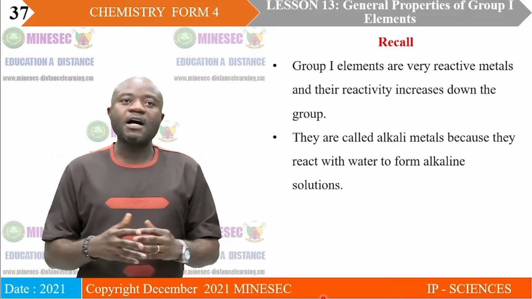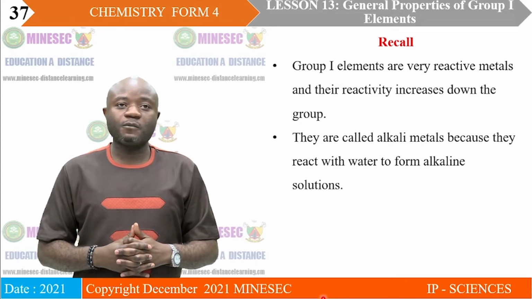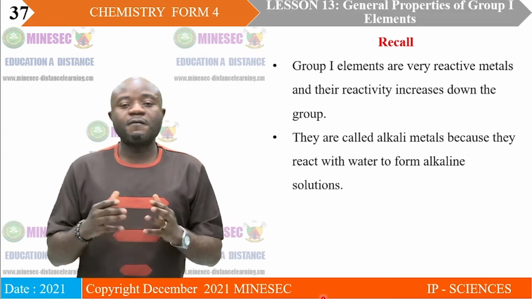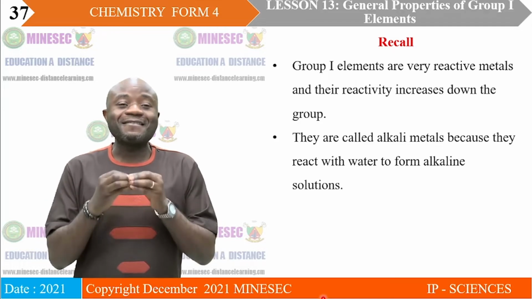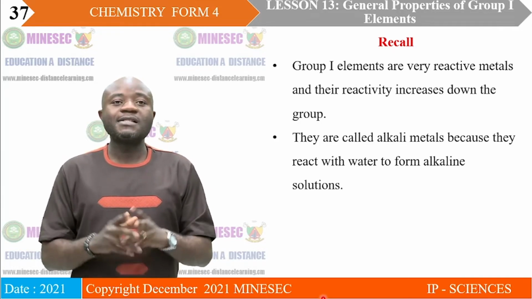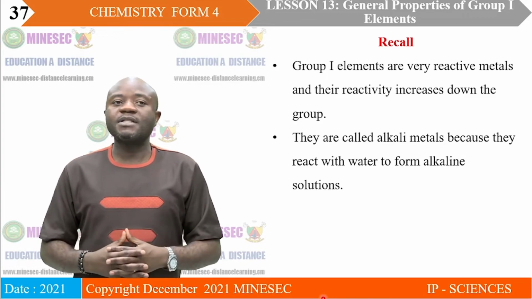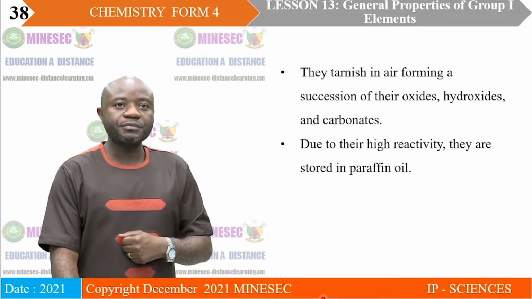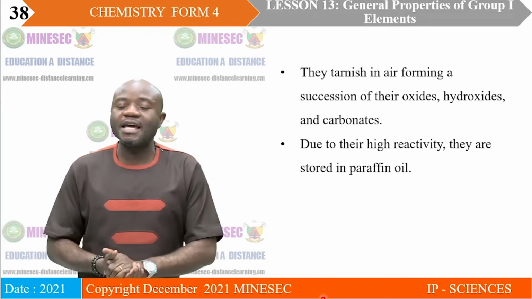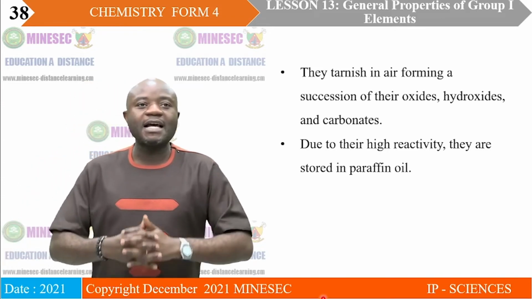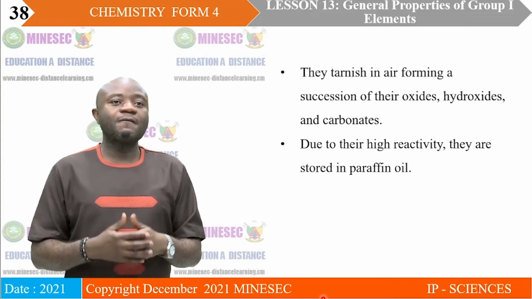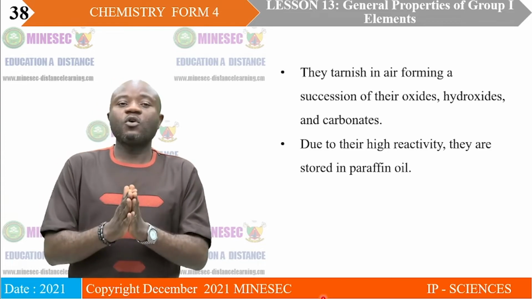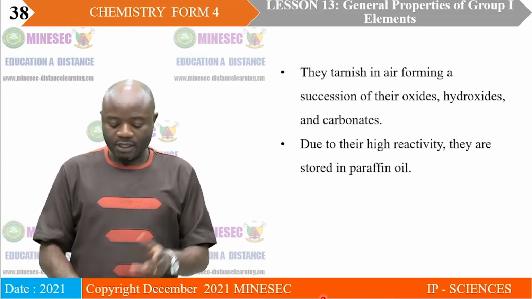Before we end our lesson, I would like us to recall a certain number of points. Group 1 elements are very reactive because they have one electron on their valence shell, and their reactivity increases down the group. Secondly, they are called alkaline metals because they react with water to form alkaline solutions. Thirdly, they tarnish in air, forming a succession of their oxides, hydroxides, and carbonates. For this reason, we do not store them exposed to air. We actually store them in paraffin oil to prevent them from coming in contact with air.